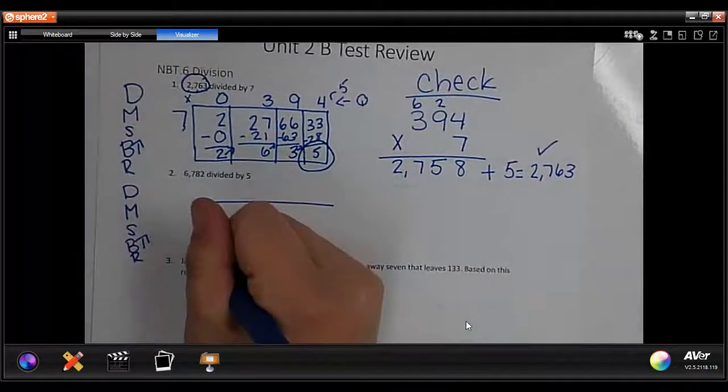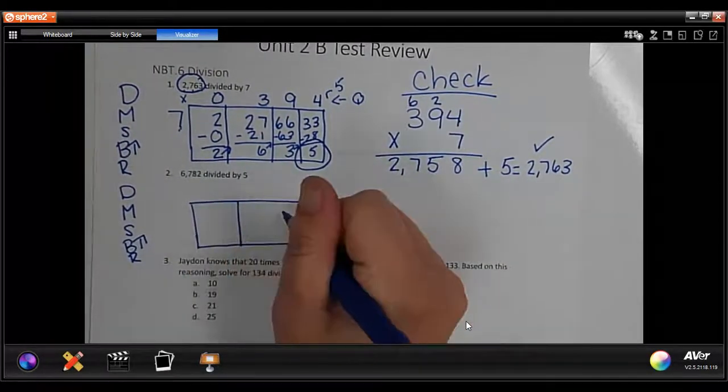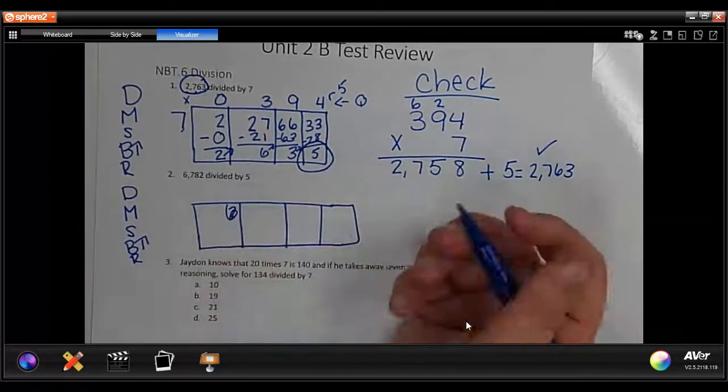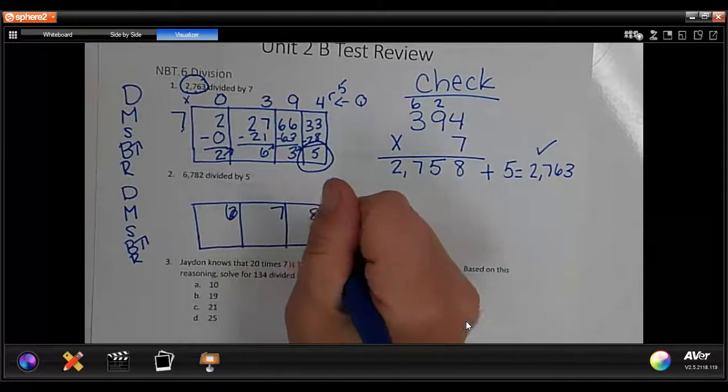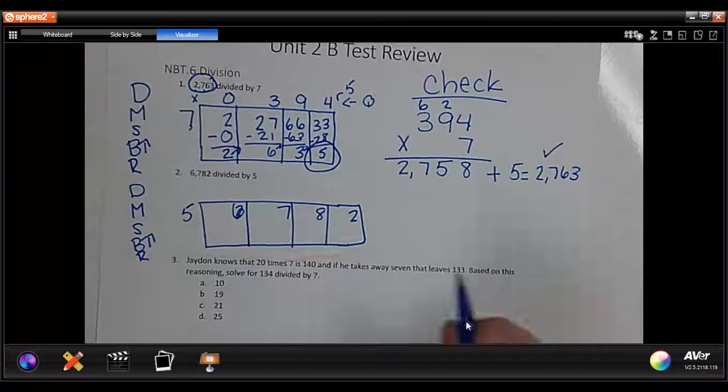Okay, draw my box. Break it into 4 pieces because this is a 4-digit number. 6, 7, 8, 2. 5 goes on the outside. Now I'm going to start working through my steps.